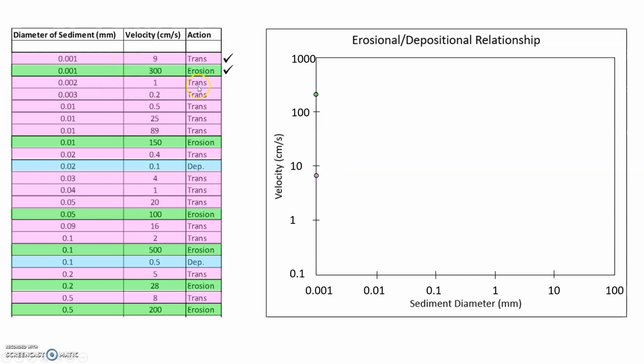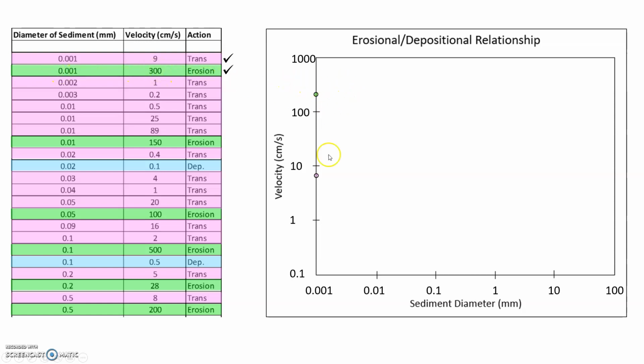Let's do this next one. So I've got 0.001 again down here, my sediment size, 0.001. But my velocity is 300. So I'm going to put that point way up here, somewhere between 100 and 1,000, a little closer to 100. And there is my next data point, 0.001 at 300, right?